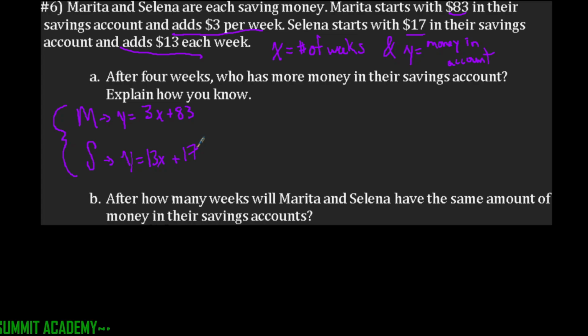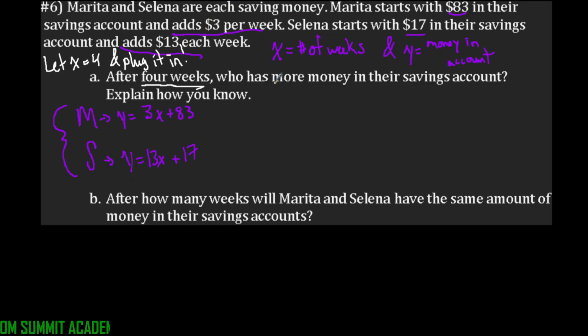For part A, it says after 4 weeks, who has more money in their savings account? And then it says explain how you know. So what we can do is, let's say let x equal 4 and plug it in. And the reason why we're going to do this is because we're saying, well, after 4 weeks, what is each of their account amount? Make sure the graph isn't up. It's not. All right.